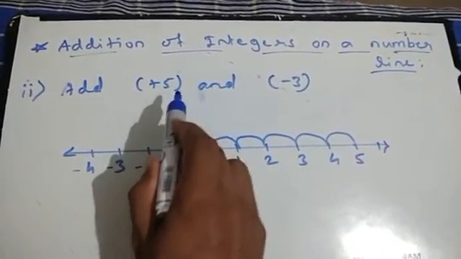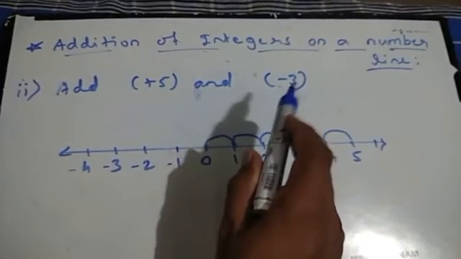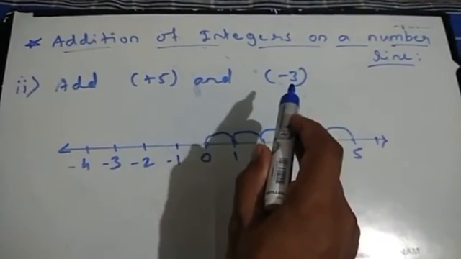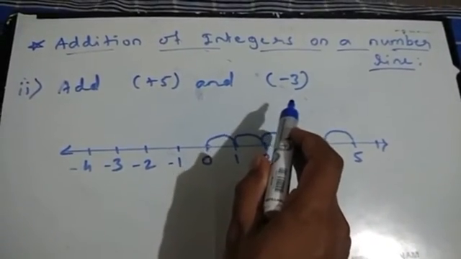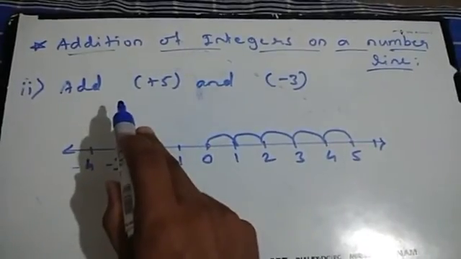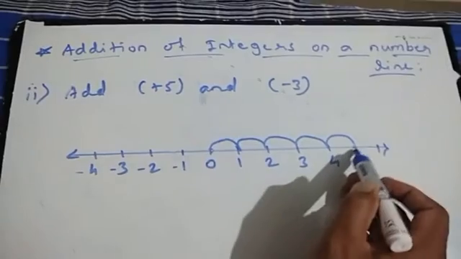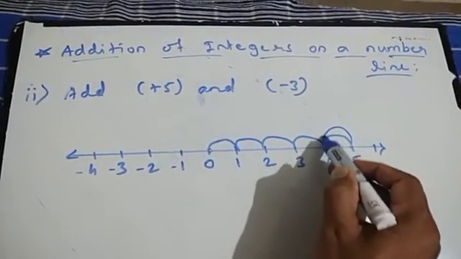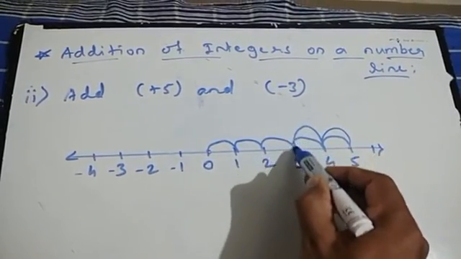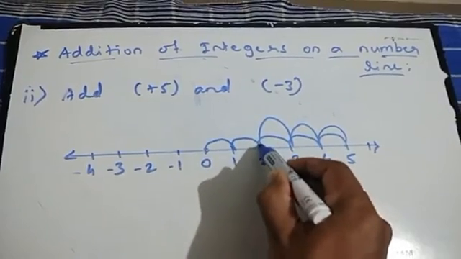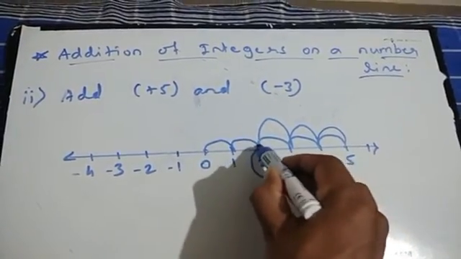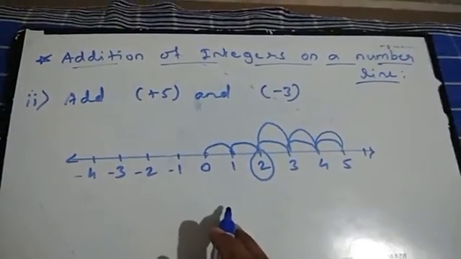In that plus 5 we have to add minus 3. And whenever we are adding any negative integer, we have to move towards left hand side. How many jumps? 3 jumps. So 1, 2 and 3. So where do we reach? We reach at 2. So what will be the answer? Answer will be 2.